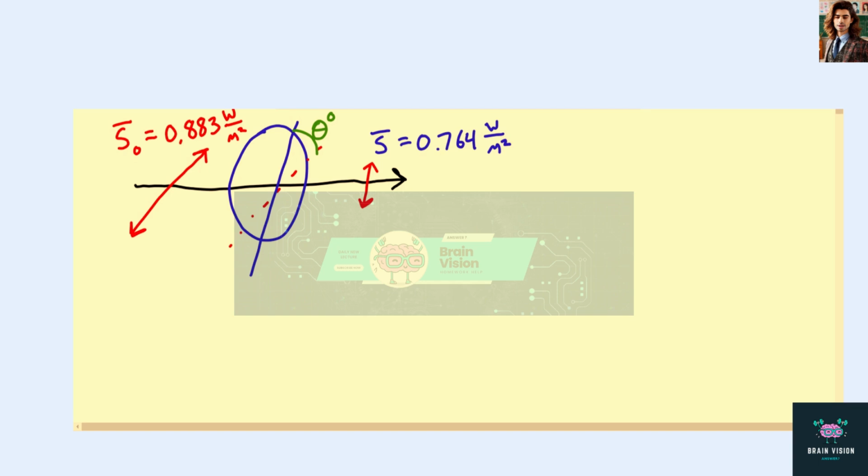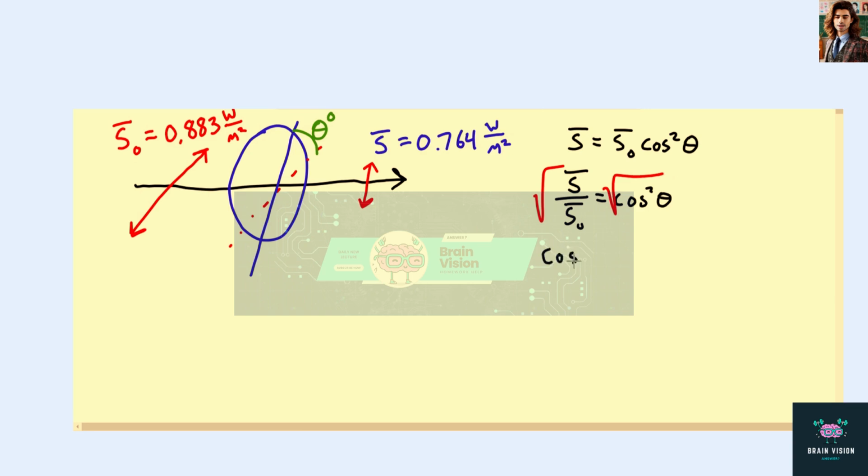Now, the equation that we're going to use to relate all these things is average intensity equal to the average incident intensity times cosine squared theta. And so to solve for theta, what I'll do first is rearrange this equation a little bit. Divide both sides by the incident intensity. That's equal to cosine squared theta. And then we can take the square root of both sides.